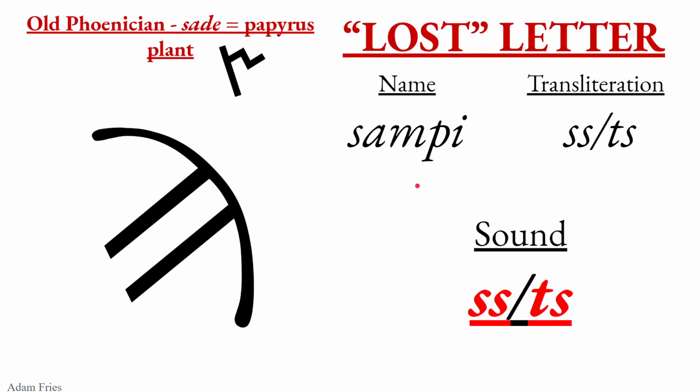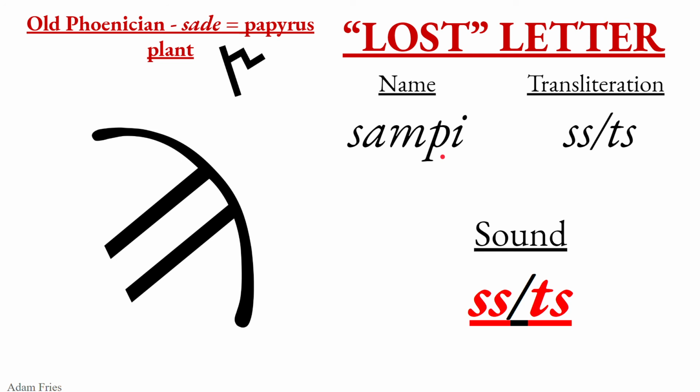One of those lost letters. This is sadi. The Old Phoenician sadi, a papyrus plant, becomes the Greek sampi. So this merges with pi to give us this. Transliteration of double S or TS. You don't have to worry about that at all because even the Chalcidians thought this letter was worthless. Yeah, we're not keeping that, and nor are we telling the Italians about it. And then the Greeks, of course, shoved this one under the rug, and that's that. That's the end of sampi.